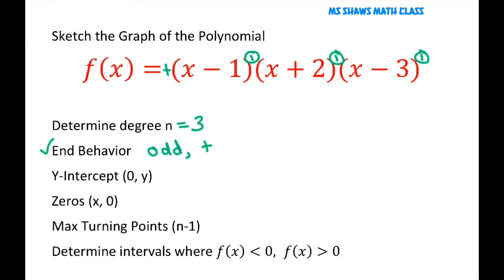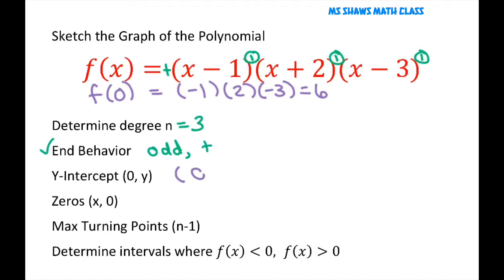Now our y-intercept is when x is 0. So everywhere there's an x, you put 0, and just multiply this out. So this equals 6. So the y-intercept is (0, 6).